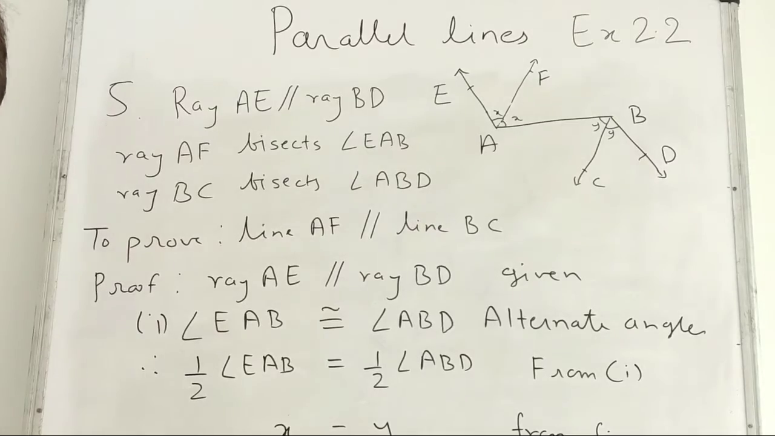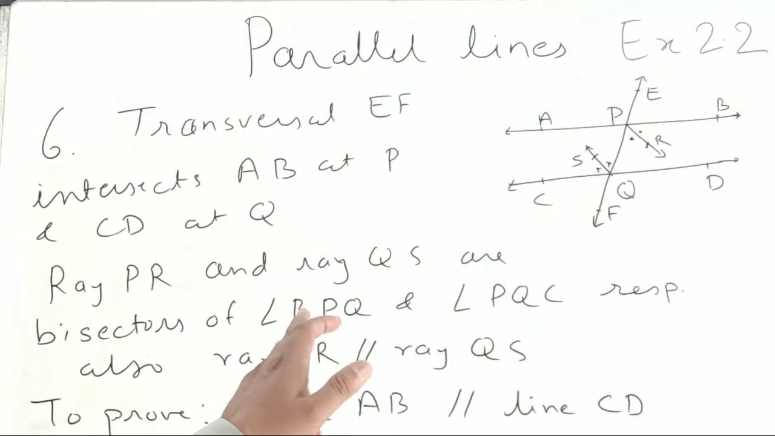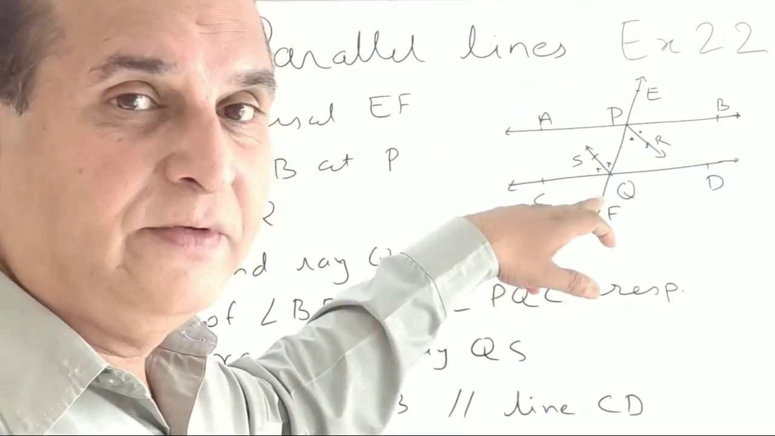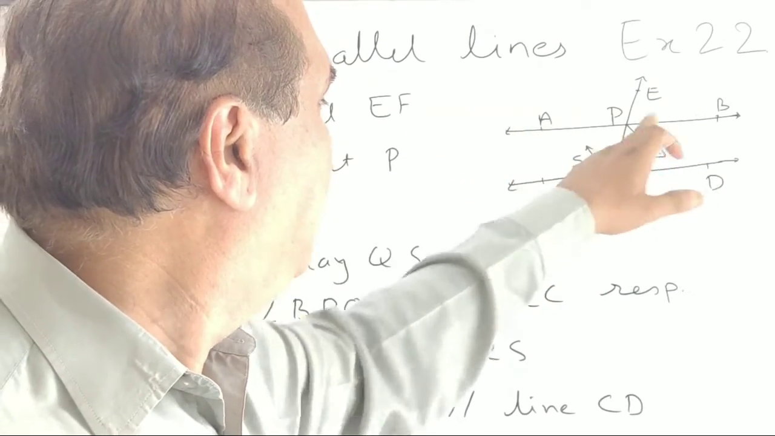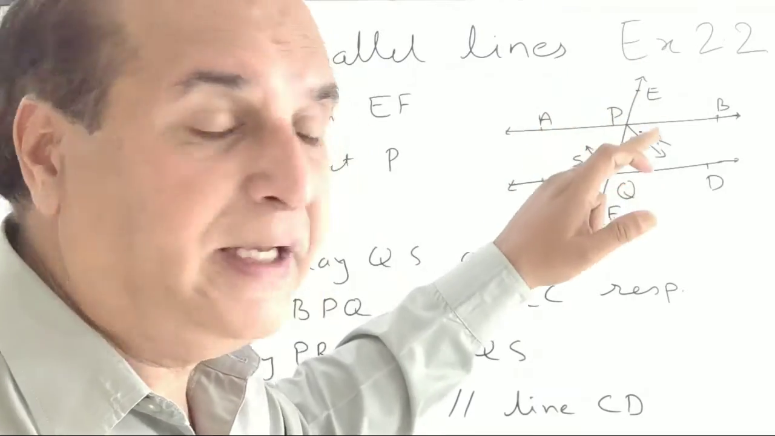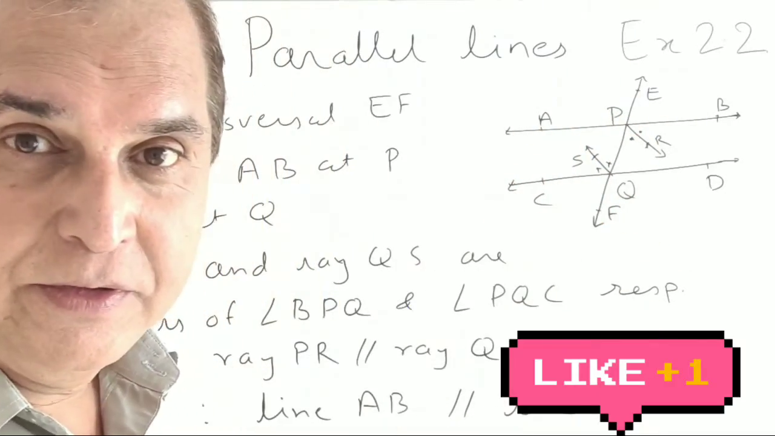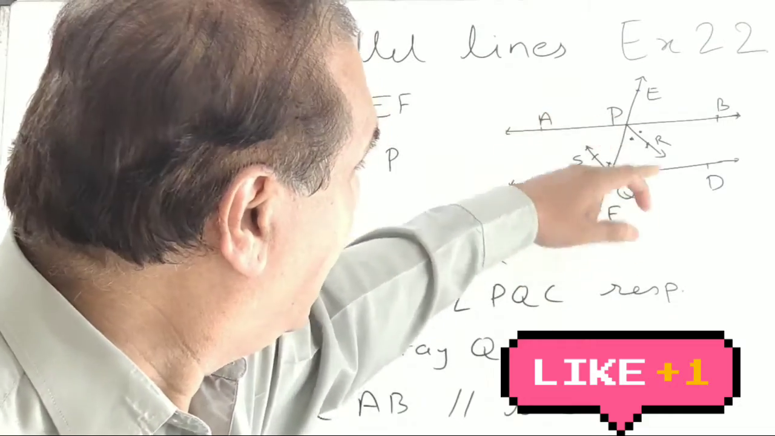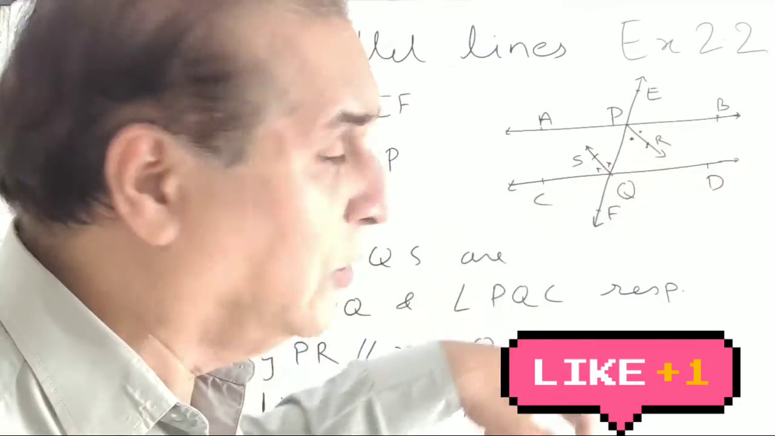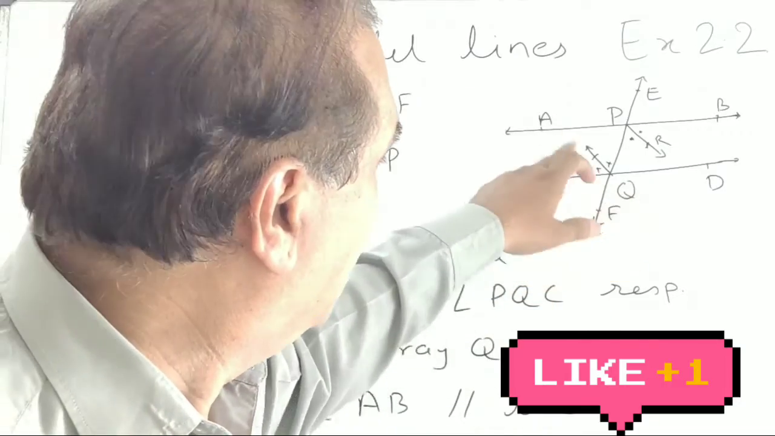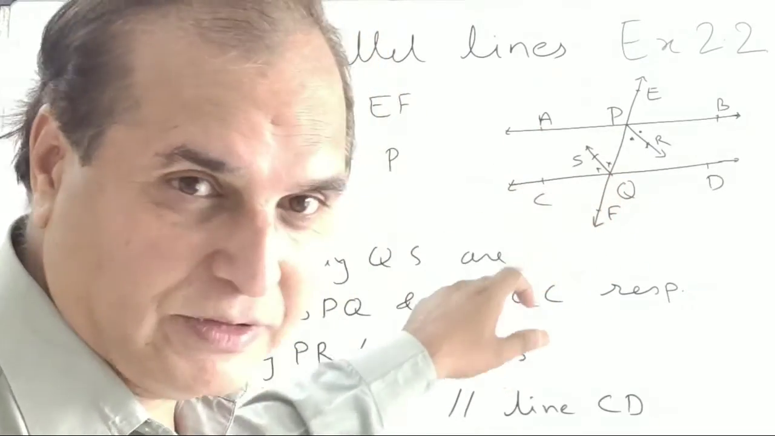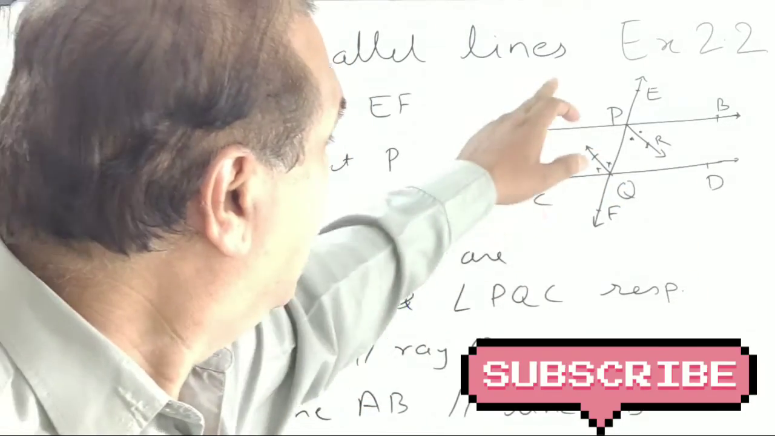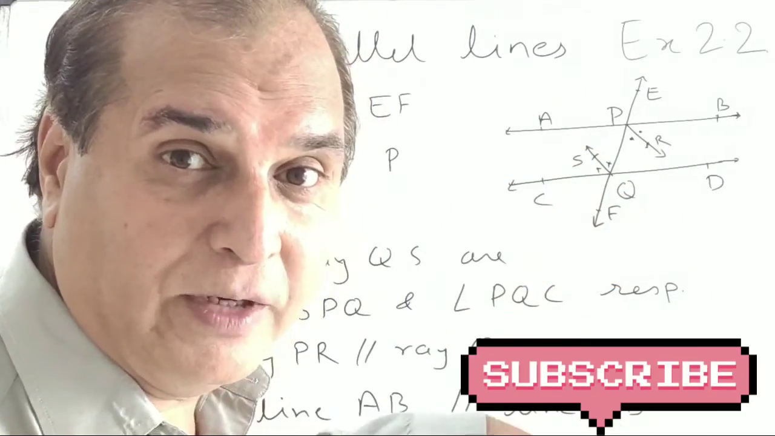We'll go ahead. Okay. Important sum. This transversal EF is cutting two lines AB and CD, AB at P and CD at Q. Okay? Ray PR bisects angle BPQ, and ray QS bisects angle PQC. They are angle bisectors. And also given ray PR is parallel to ray QS.